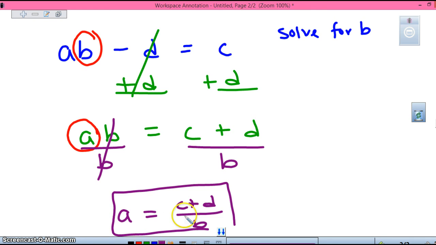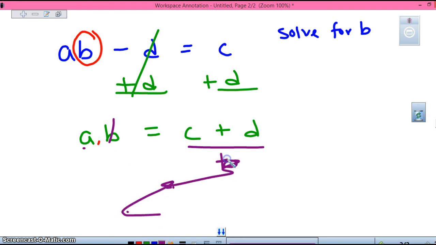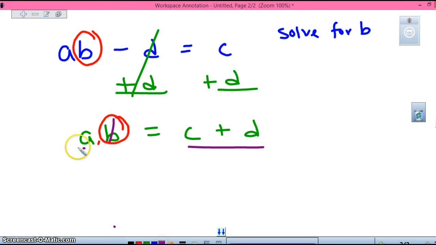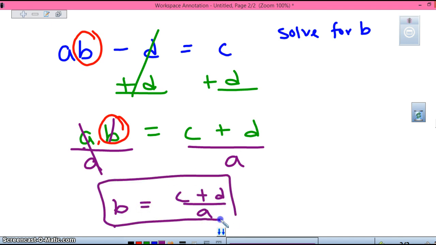Yes, we are solving for b. So, big mistake. Okay, and I even circled in red. So, sorry about that. Let me fix it. So, we're solving for b. And this is a common mistake. Don't do the same mistake I did. So we're dividing by a. Dividing by a. B is equal to c plus d over a. Solving for b. Questions?